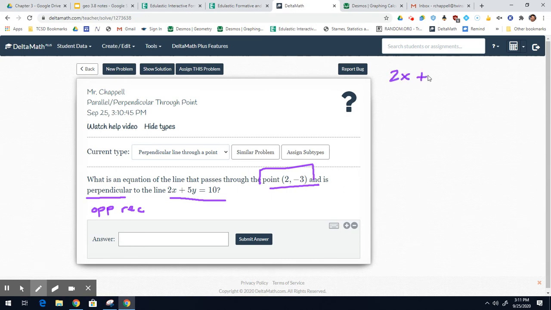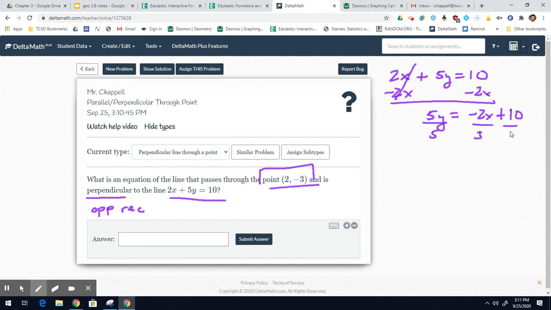2x plus 5y equals 10. Get the 5y by itself by subtracting 2x to the other side. 2x's cancel, 5y equals, put the negative 2x first, put the plus 10 after. Then divide by 5 to get y all by itself. Divide by 5, divide by 5. I only care about the number in front of the x. So negative 2/5 does not simplify. So your slope of your original line is negative 2/5.